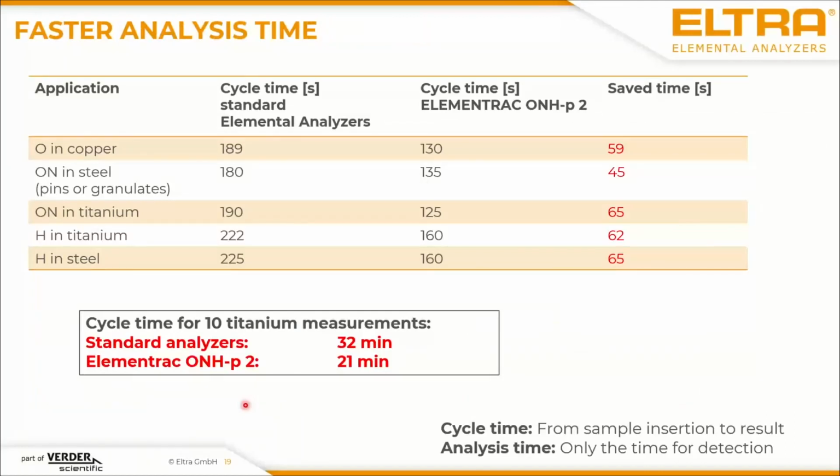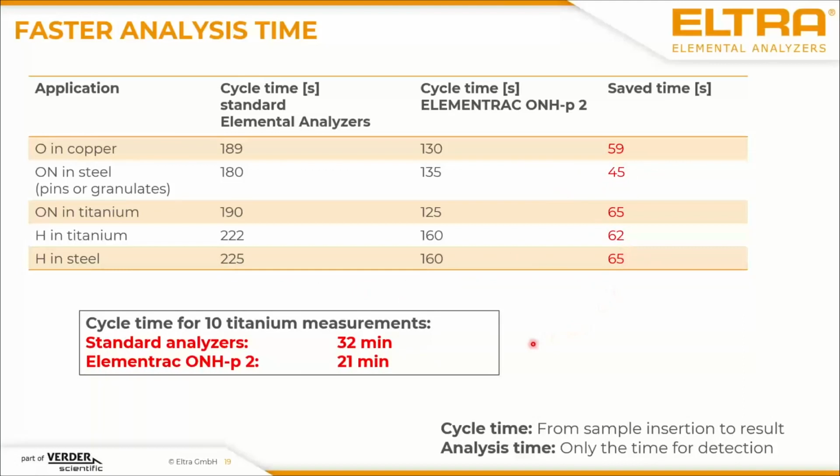As mentioned before, the analysis time of the new instrument, the Elementric ONHP version 2, is even faster than it was before. The cycle time, for example, for oxygen in copper is a little bit more than 2 minutes. For hydrogen in titanium, where you have a longer processing, it's less than 3 minutes. And compared to standard times, you save roughly 45 seconds to more than a minute for each analysis.